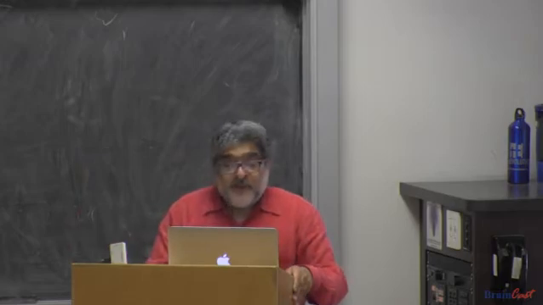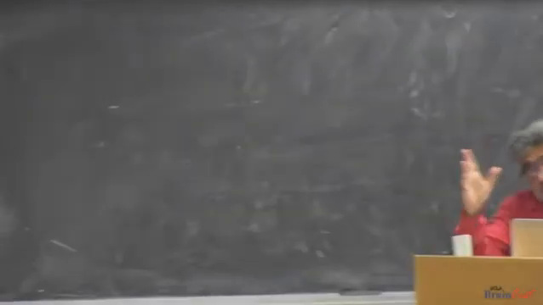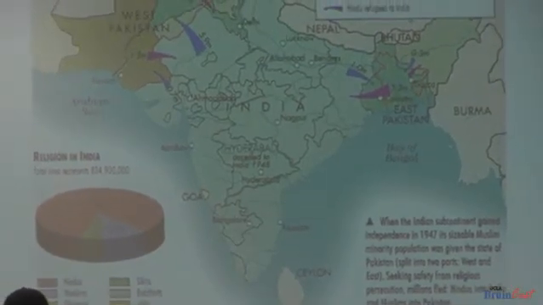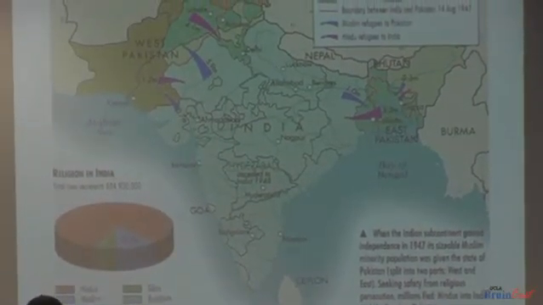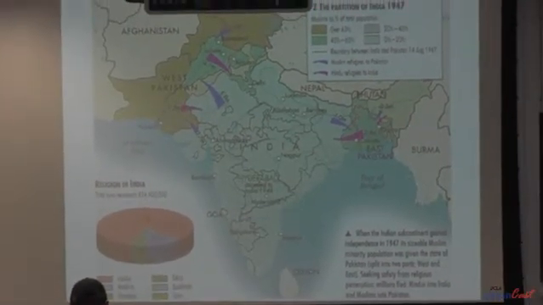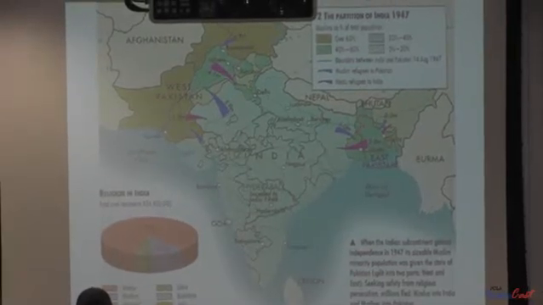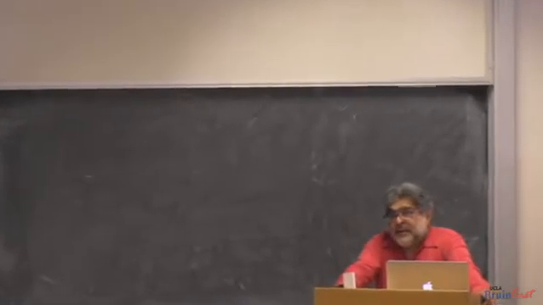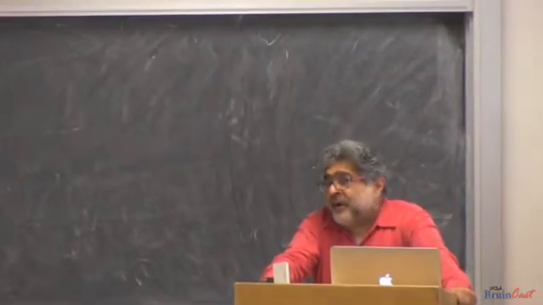Now, one point I want to reiterate before I move to some other aspects of the partition, okay? And then I'm going to move to the assassination of Gandhi. That point I want to reiterate is this. The question of the religious divide, we have to revisit this question. It's going to come up constantly. It's going to come up when we look, for example, at the pogrom against Muslims in Gujarat in 2002. It's going to come up when we look at the rise of Hindu nationalism. It's going to come up when we look at the fact that there seems to be an insularity in the Muslim community in large parts of India.